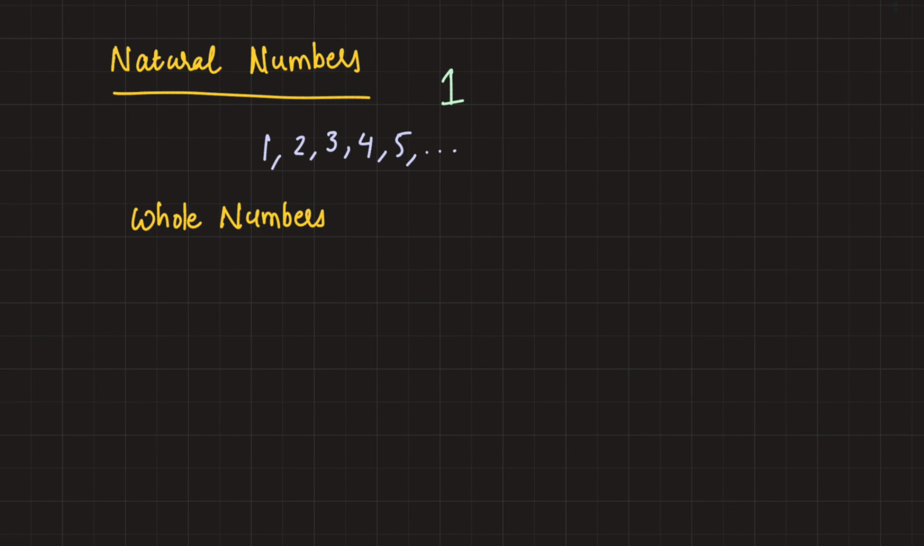Next we have whole numbers. Whole numbers are the collection of all natural numbers along with the number 0. So the collection of whole numbers would begin from 0 followed by 1, 2, 3, 4, 5 and so on.